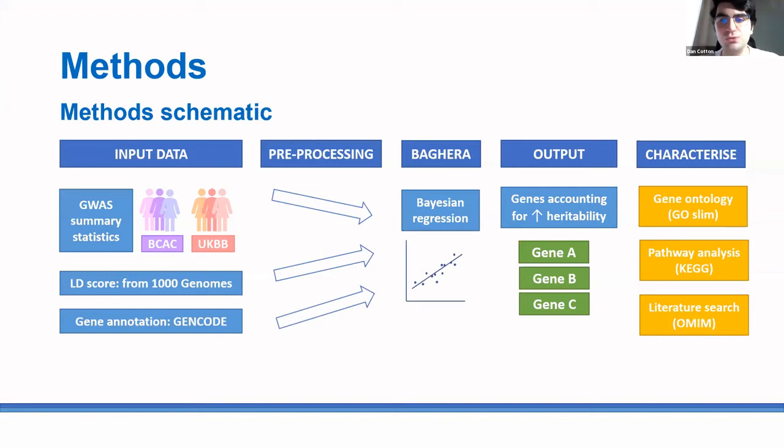We then used a fascinating new tool called Baggara to estimate the contribution of all genes to breast cancer heritability. The output of this analysis was a list of significant genes from each cohort, which we then went on to characterize. Please press next to the animation.